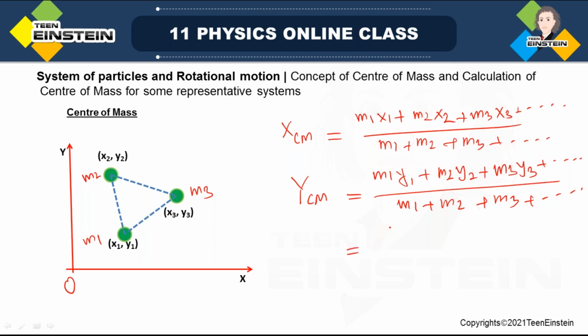You can write this in the same short notation, summation over mi yi, where i goes from 1 to n, if you have n number of particles. Let us first complete this with 3 itself.